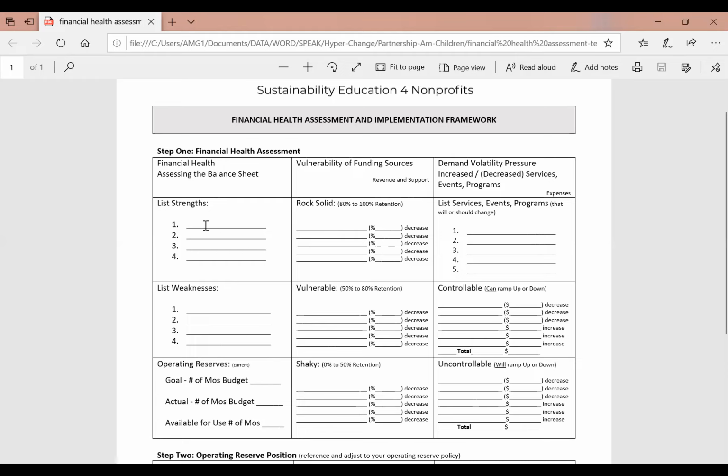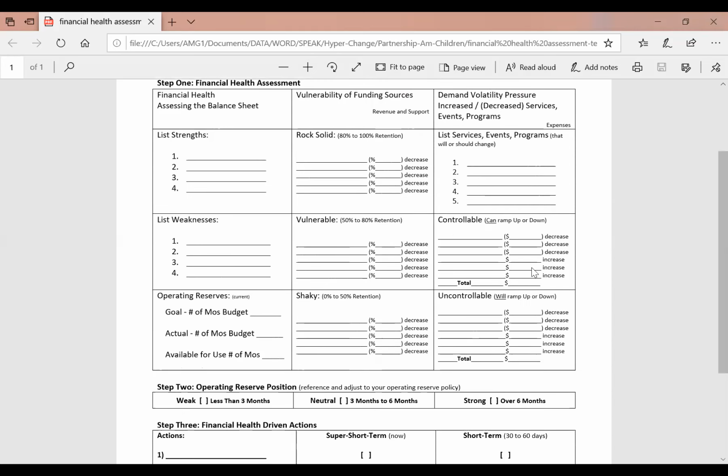Okay. A weak organization would look different. Their strengths might have very few things to list up here. And then all of a sudden they have a lot of weaknesses: low cash balance, high accounts payable, debt, a lot of restricted funds. And down here, their operating reserve goal might be 6 months or 3 months, and their actual might be negative 2 or 3 months. They might actually be underwater. Okay. So you can tell if you're in a strong or weak position. We will use this in box two down here to check one of these three boxes: weak, neutral, or strong. Come back to that in a minute.